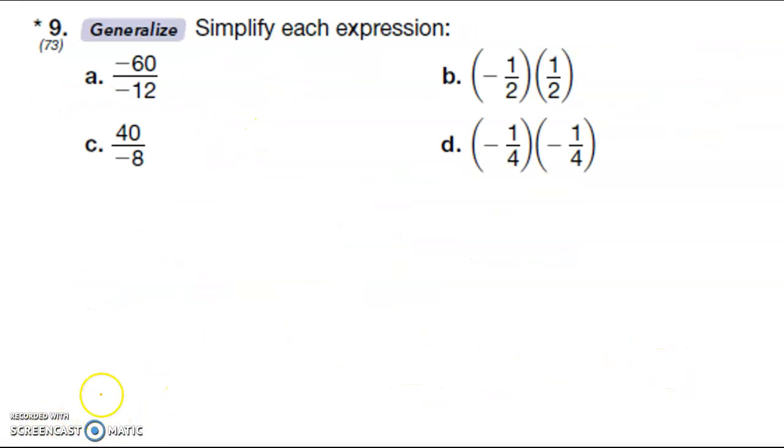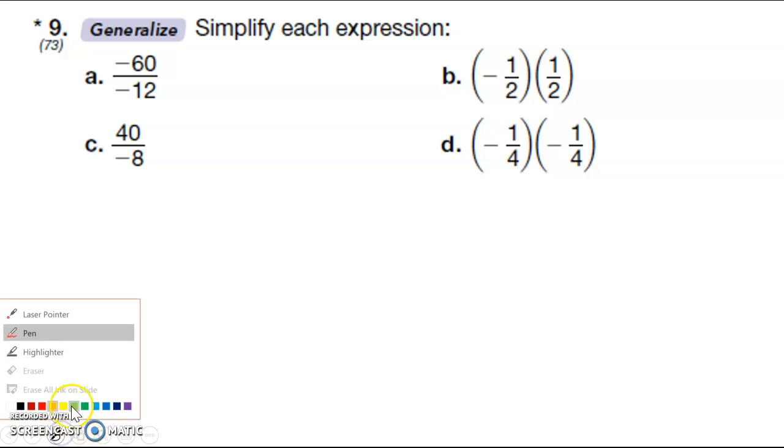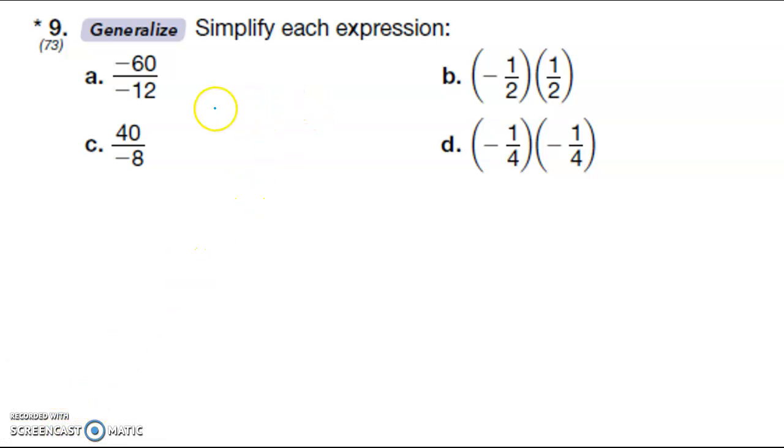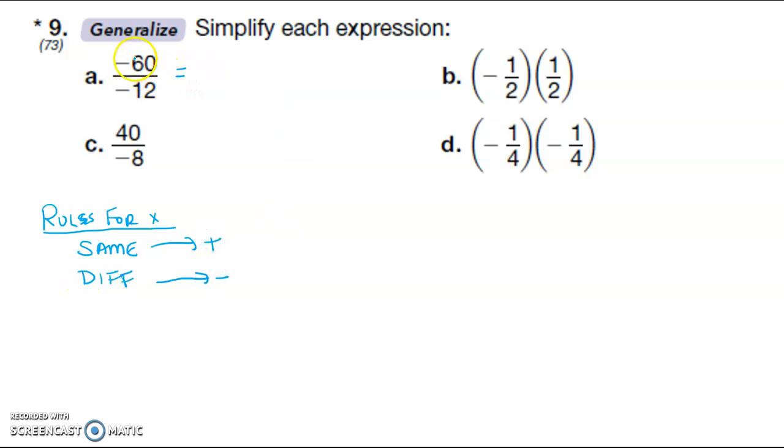Okay, so these are positive and negative numbers that we are multiplying and dividing. Here I have a negative divided by a negative. The rules for multiplying: if they are the same sign, it's positive. If they are different, it's negative. So here we have the same sign, negative 60 divided by negative 12, which is going to be positive 5.